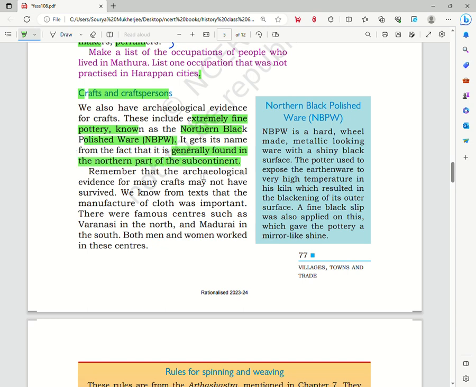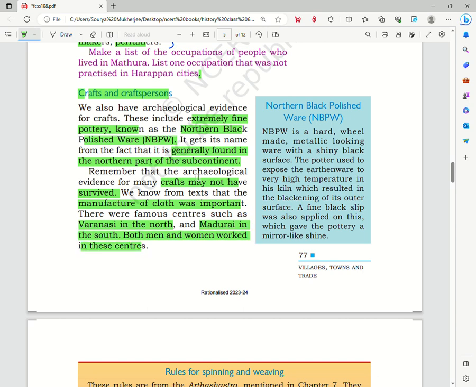Remember that archaeological evidence for many crafts may not have survived. We know from texts that manufacture of cloth was important. There were famous centers such as Varanasi in the north, Madurai in the south. Both men and women worked in these centers.